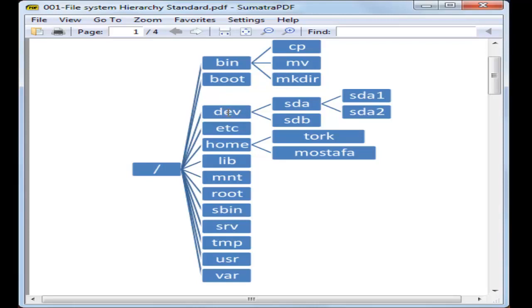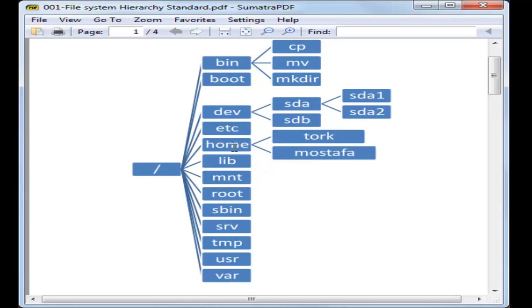For example, you have another directory here, which is the dev, and the dev directory includes device files attached to the system such as hard disks. And here are two hard disks, SDA and SDB. And you can see that the hard disk SDA has two partitions, SDA1 and SDA2. And of course we will learn about this in the file system category.